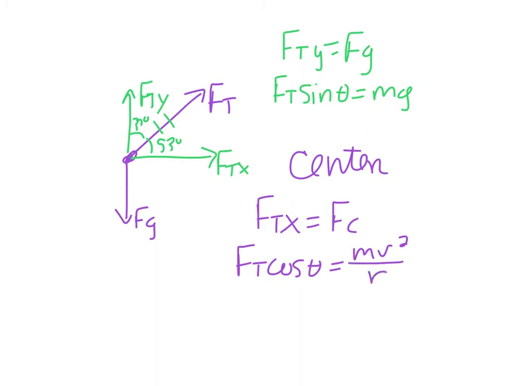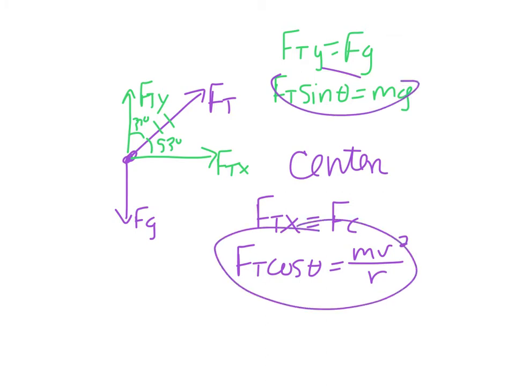I've got two equations, 1, 2. I've got two unknowns. We don't know Ft, we don't know v. So two equations, two unknowns. We're going to do a system of equations and set them equal to each other. Because it's not asking us for the tension force and it is asking for speed, what I'm going to do is eliminate the Ft's. So let's isolate both of these Ft's in the equation.